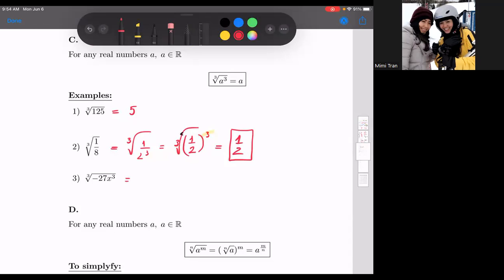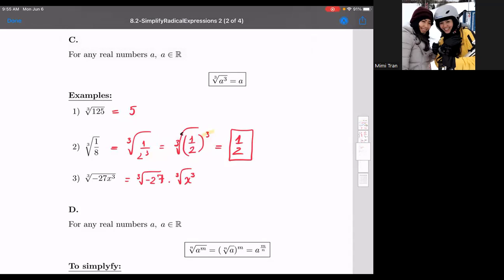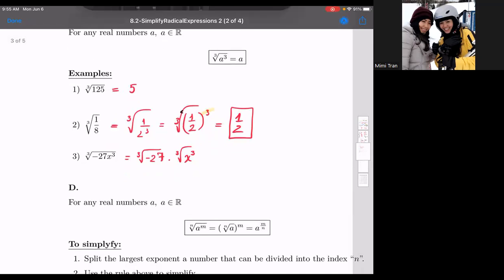Okay, third one. If you see a letter and a number, I suggest you break it apart. So I'm going to break it up using the property: cube root of -27 times cube root of x cubed. Do not forget to write the index. No longer square root. If you don't write the index, people understand it as a square root. What is the cube root of -27? You can use a calculator if you don't know the answer. Does the calculator give you an answer? Yeah, -3, right? It's the cube root, very easy going. It'll take everything, right? So it'll be -3.